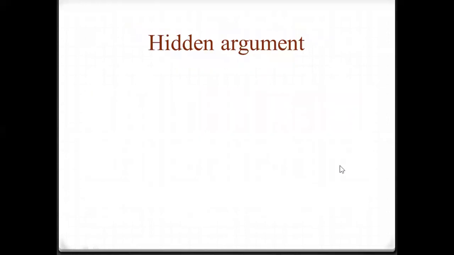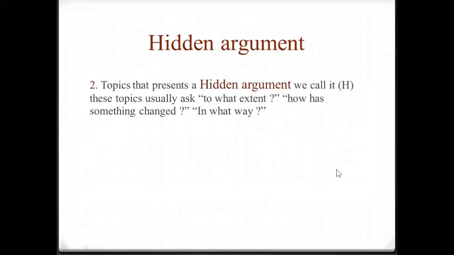Now we have hidden arguments. Okay? Topics that present a hidden argument, we call it H. For the argument, you're going to use A. For a hidden argument, you're going to use H. These topics usually ask to what extent, how has something changed, in what way.